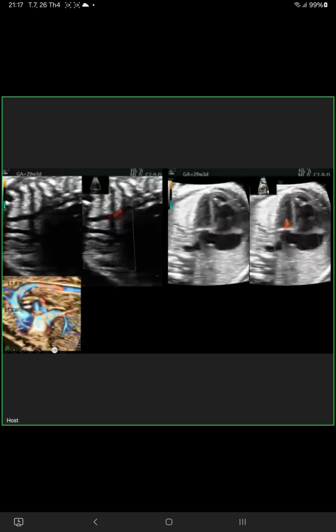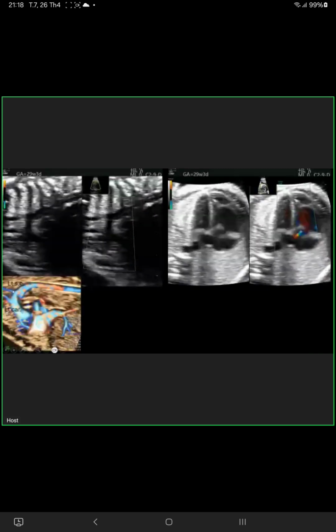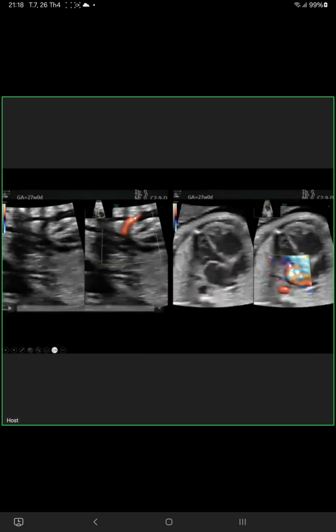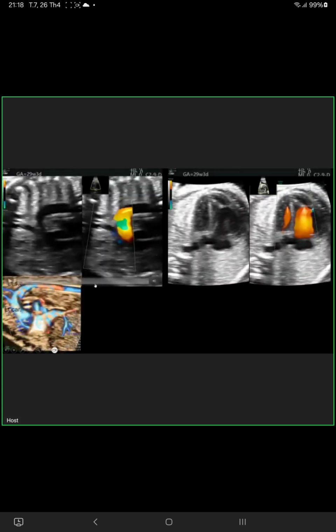It's normal. Left subclavian, left carotid, normal relationship. Again, you can see here distance between two vessels. It's good sign for coarctation of aorta. This is a normal, okay?